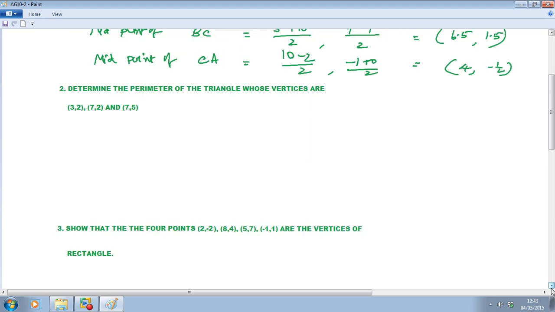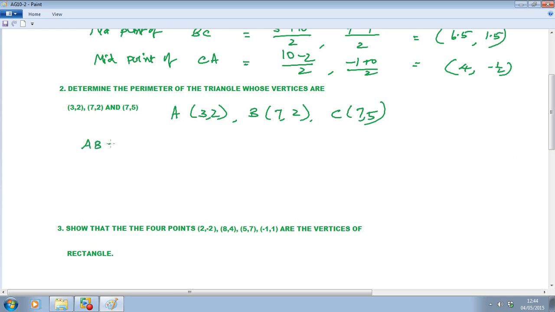Next, determine the perimeter of the triangle whose vertices are (3, 2), (7, 2) and (7, 5). Since it talks about perimeter, we have to find the distances. For convenience, we'll mark (3, 2) as A, (7, 2) as B, and (7, 5) as C. The perimeter is AB plus BC plus CA.